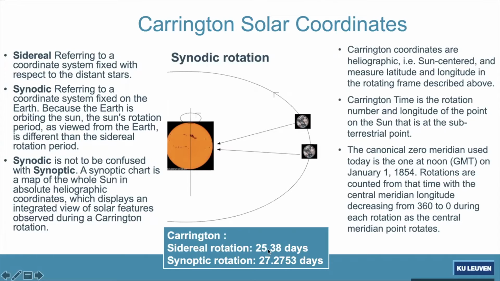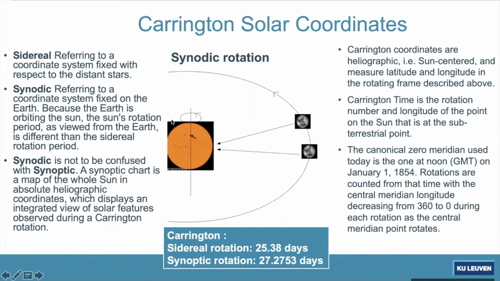Sidereal rotation is 25 days. The synodic rotation is 27 days. These extra 2 days are due to the fact that in the meantime, the Earth has moved. And so we will see the same point again 2 days later because the Earth has moved around the sun in the same direction, by the way. The sun rotates in the same direction as the Earth. So there is this thing to keep in mind.